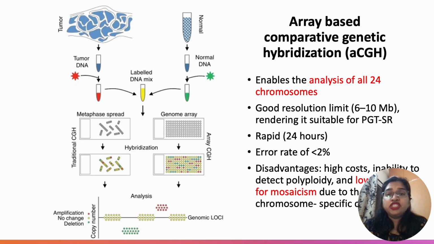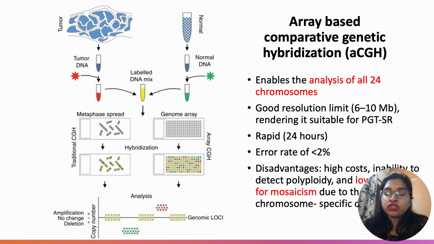Next is array-based CGH. In array-based CGH, it can analyze all the 24 chromosomes. What we have to do is, we have to first take the DNA, we have to do the whole genome amplification, then we have to label it with the fluorescent labels, and we have to take the DNA for the comparison, then we have to do the genome array hybridization, then we will do the analysis.